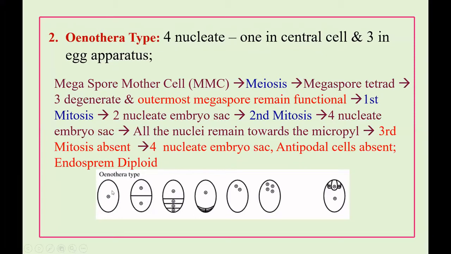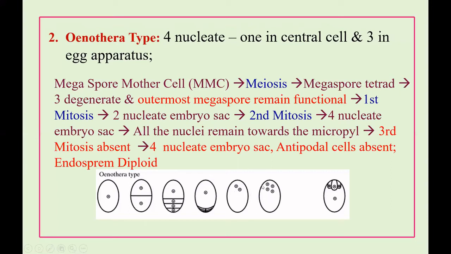Here, look at here, this is the megaspore mother cell. It undergoes meiosis, and megaspore tetrads are formed, and the lower 3 degenerate, and the topmost one acts as a functional megaspore here, and this undergoes the first mitotic division and gives rise to two nuclei, followed by the second mitotic division.